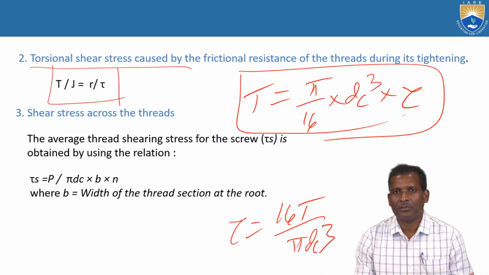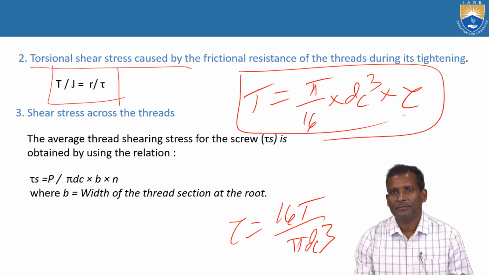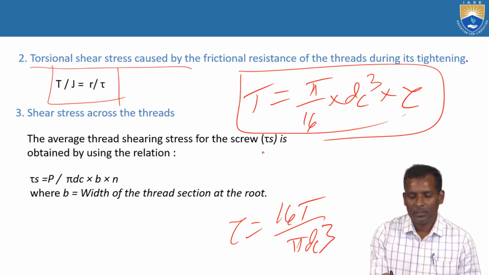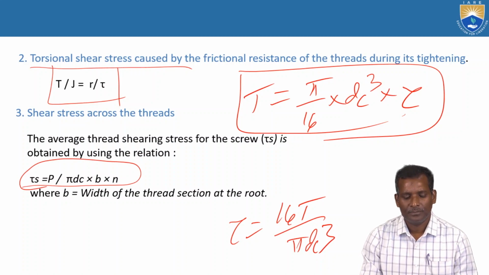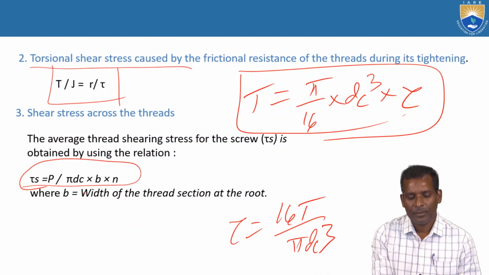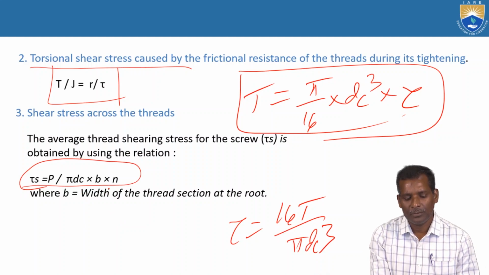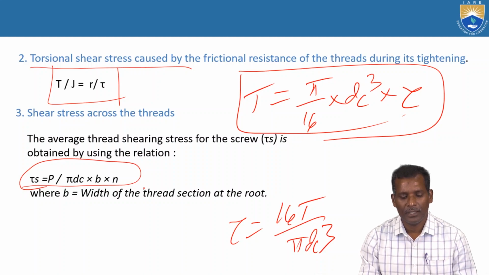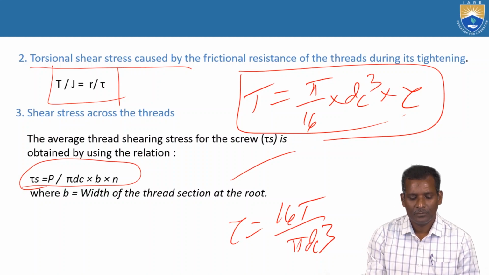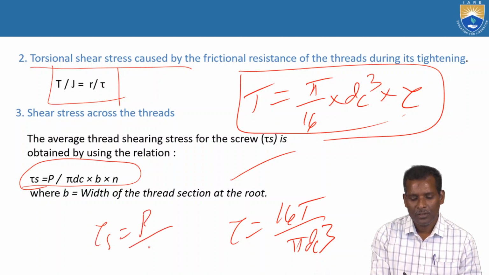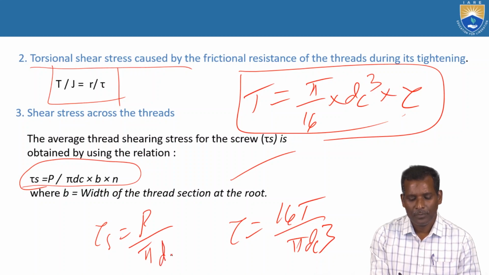Similarly, shear stress is also induced across the threads. So how do you calculate the shearing stress for the screw? That is, τs shearing is obtained by using this relation: P, pitch, by π dc into b into n, where b is the width of the thread section at the root. Shear stress is equal to load over π dc into b into n.